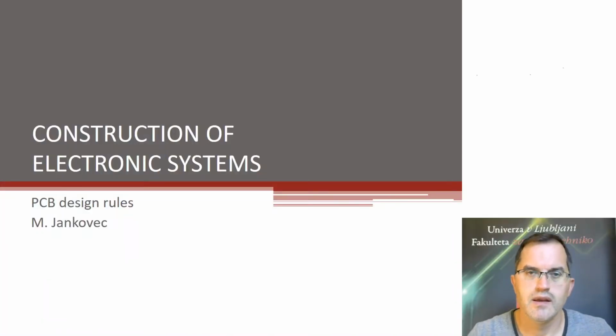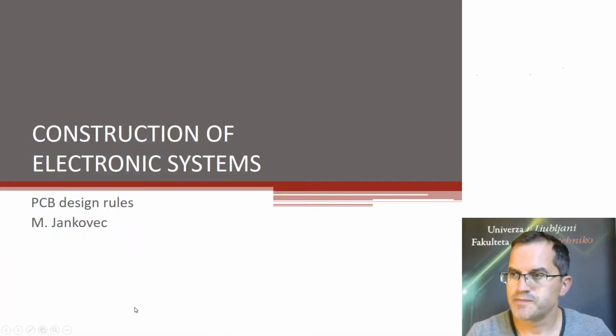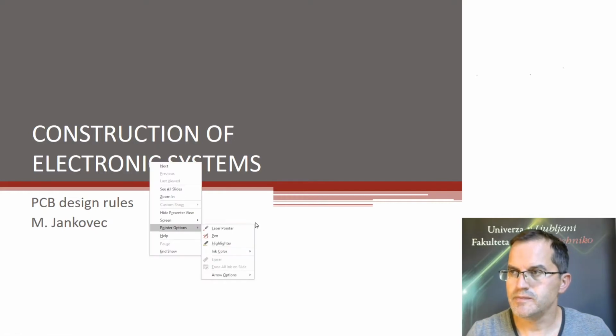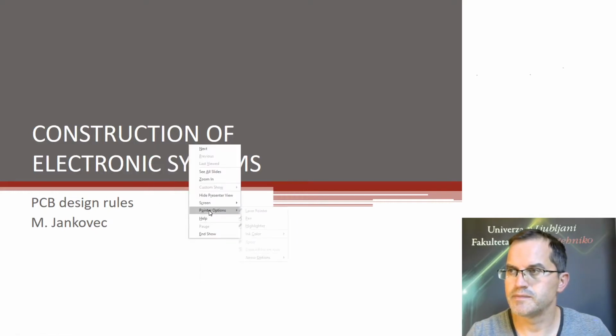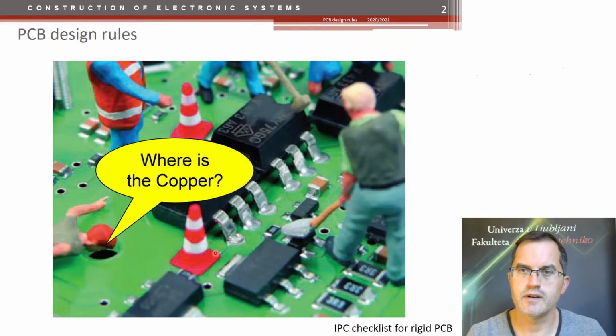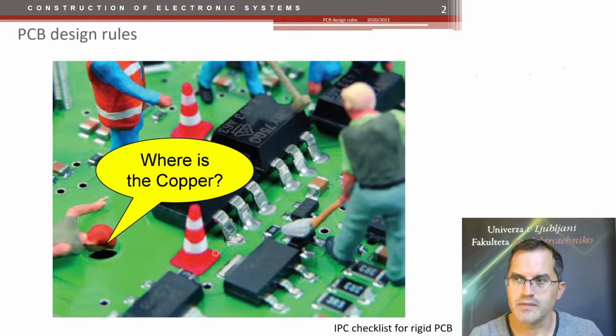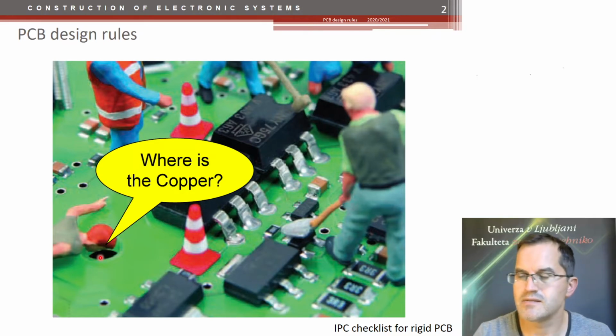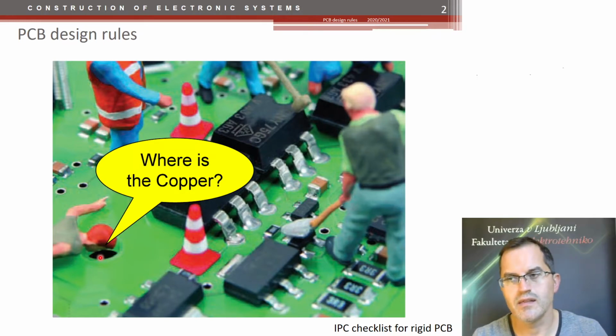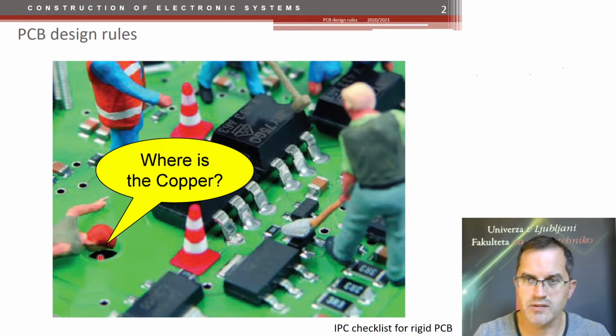Okay, so PCB design rules. First, just an introductory. That guy is asking, where is the copper? So why is the copper missing here? And the reason is one badly designed the PCB and therefore it wasn't able to be produced perfectly.